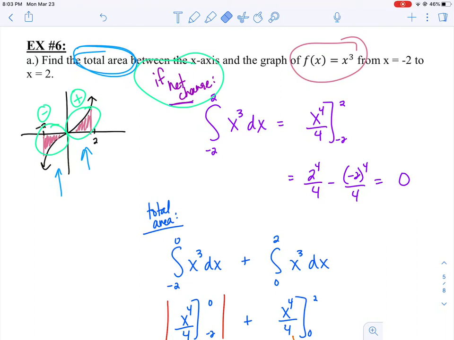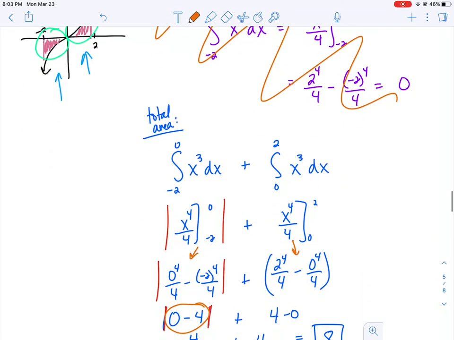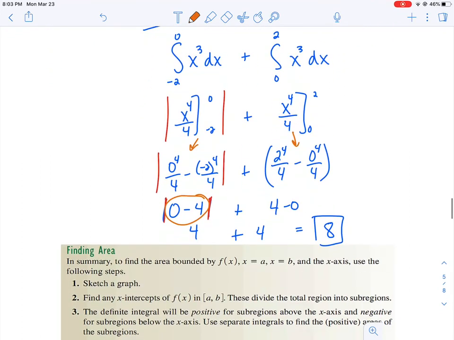Remember, my net change was 0 because I included the positive and the negative version of each. But if they ask me for total area, that's what they asked me in this problem, I want to make sure that I separate it into 2 different integrals, the stuff that's below negative, the stuff that's above positive, do them separately, make sure that I take the absolute value of the negative area so that I can add them together to get a total of 8.